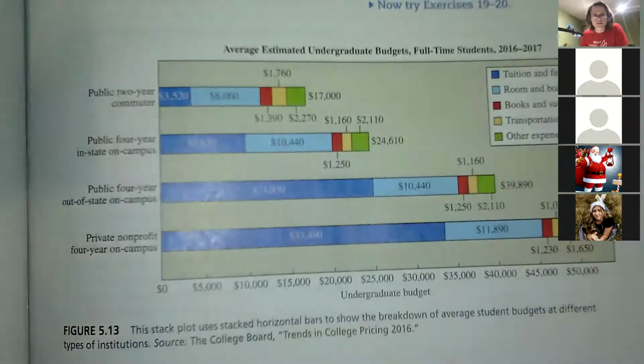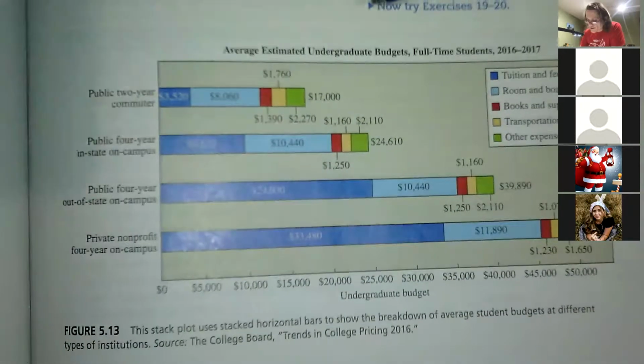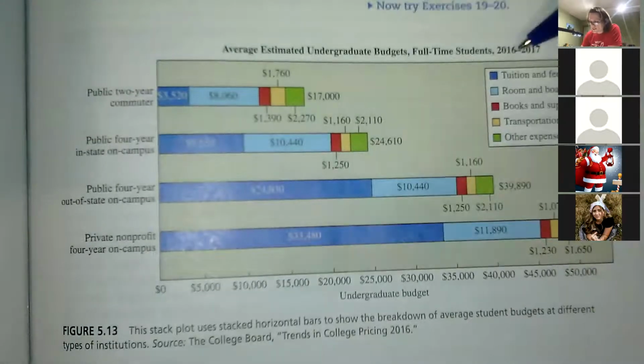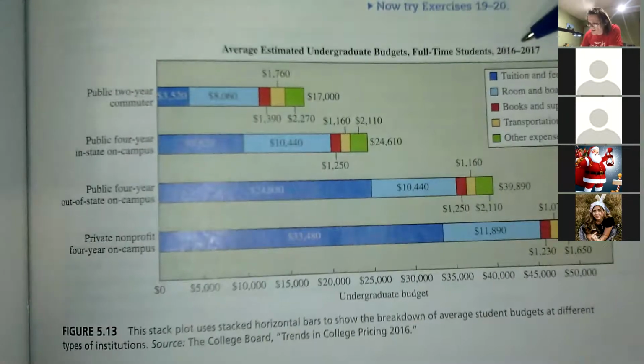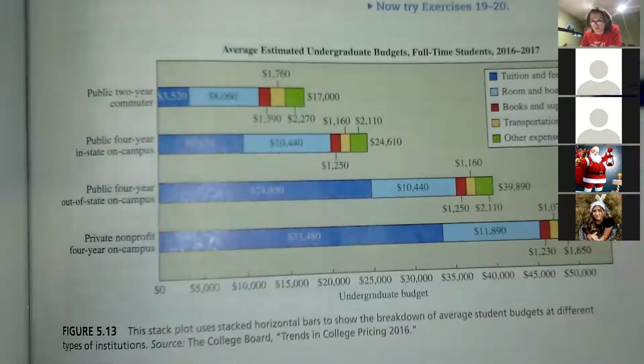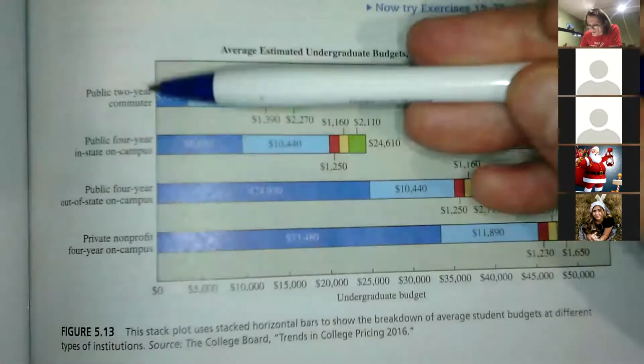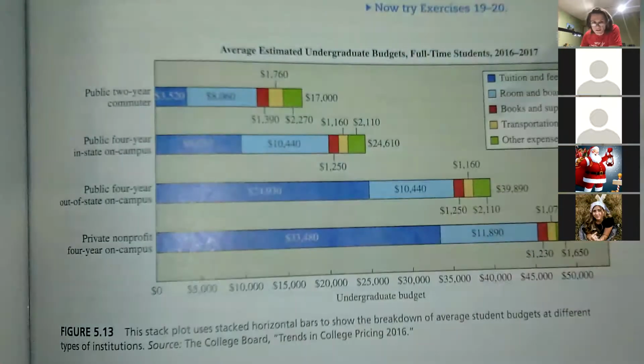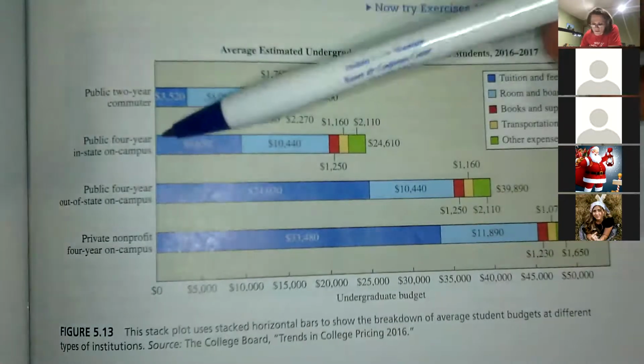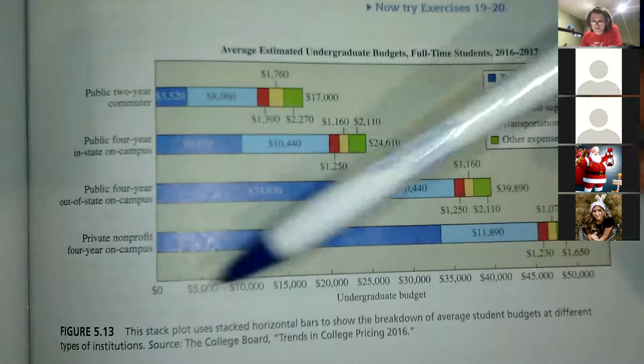Another one could look like this. Sorry for the glare again. This is undergraduate budgets for full-time students, 2016 to 17. And it just breaks down different parts of budgets. So you have tuition and fees, board, books, transportation, all that stuff. And then it gives you different campuses, right? So public 2-year, 4-year in state, out of state, private, that kind of thing.